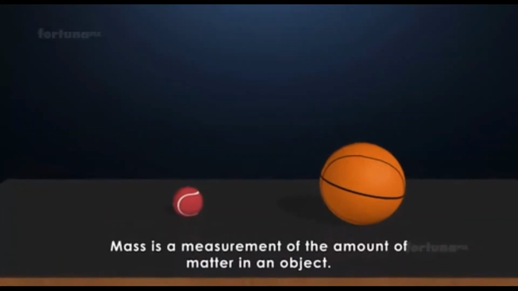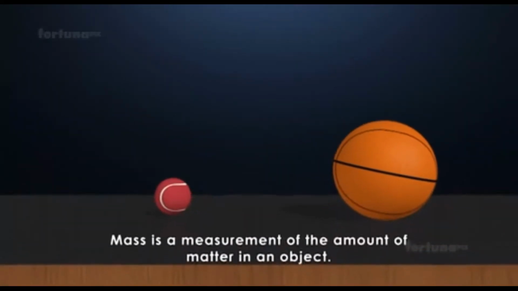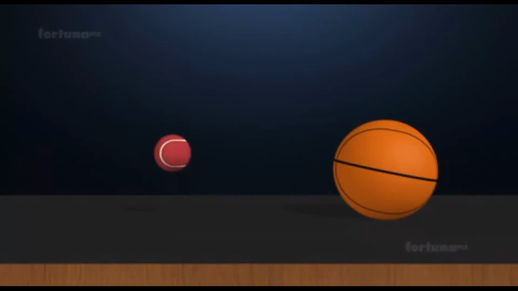Mass is a measurement of the amount of matter in an object. For example, a tennis ball will have a certain amount of matter in it, and so it has a certain mass. A basketball, which is bigger than a tennis ball, will have a different mass because it has more matter in it.